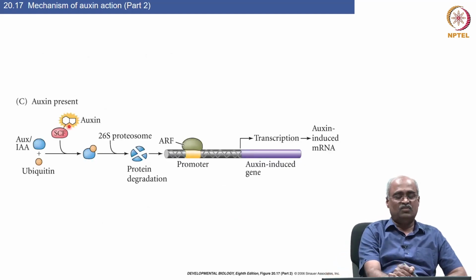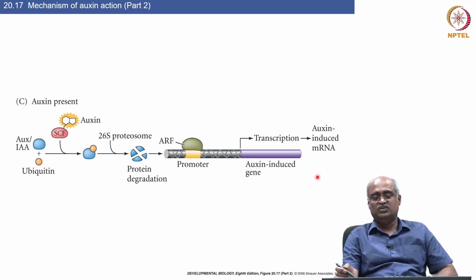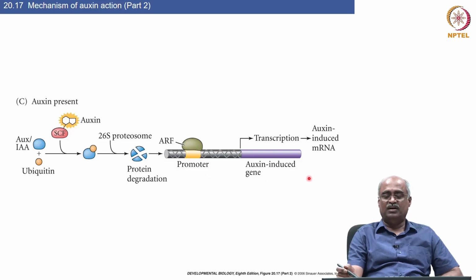So in the presence of auxin, auxin binds to SCF and that activates it, and that ubiquitinates this AUX protein, and once ubiquitinated it is targeted to the proteasome and gets degraded. Freed by this auxin, now ARF becomes active and that induces the downstream target genes. So this is how the auxin signaling works.